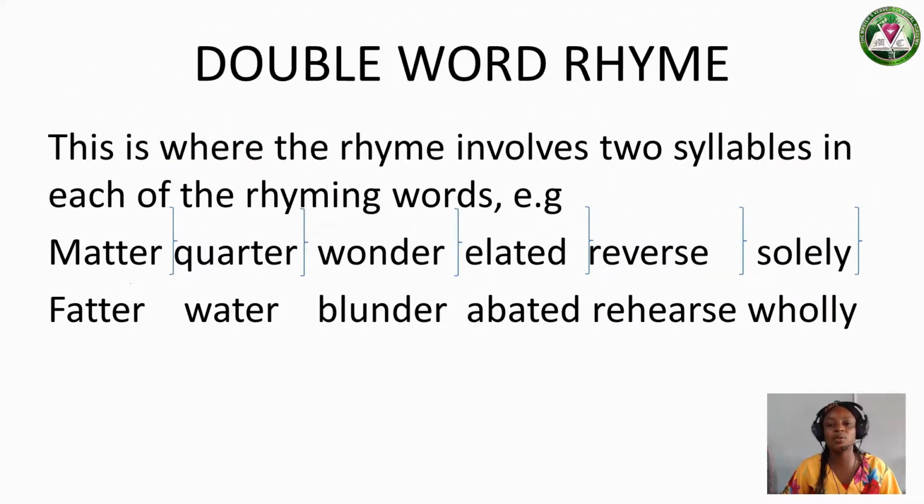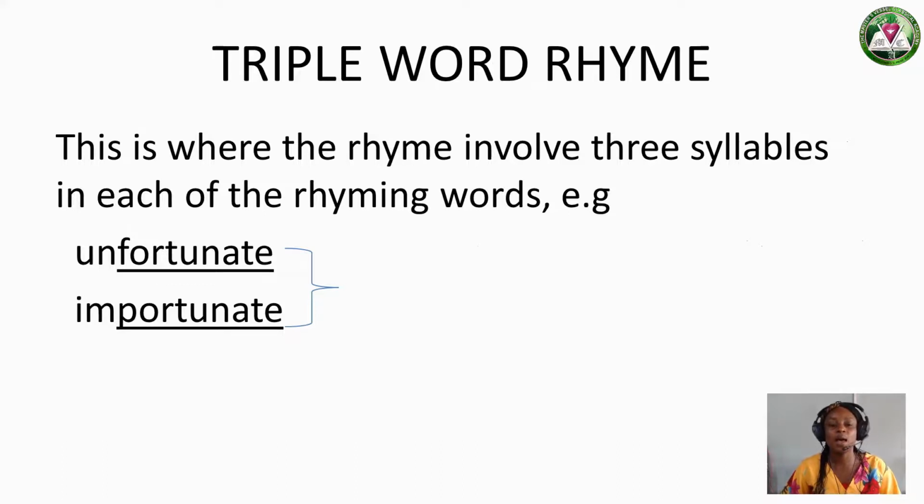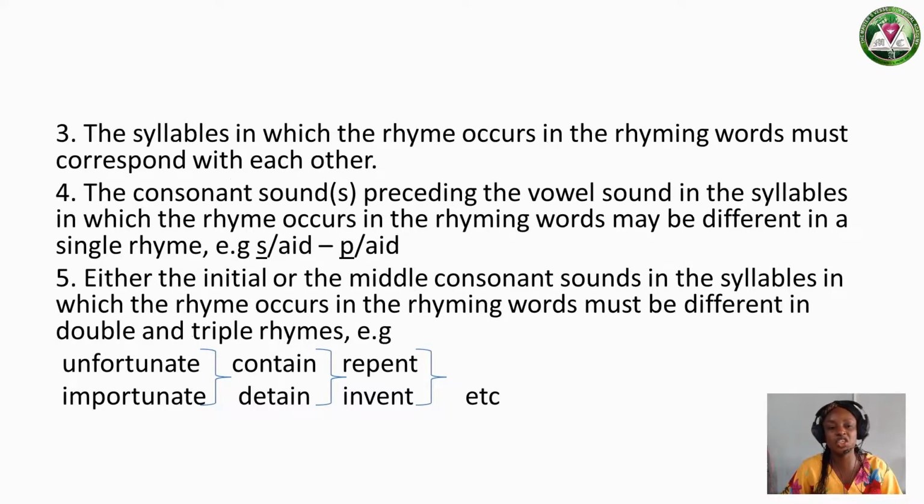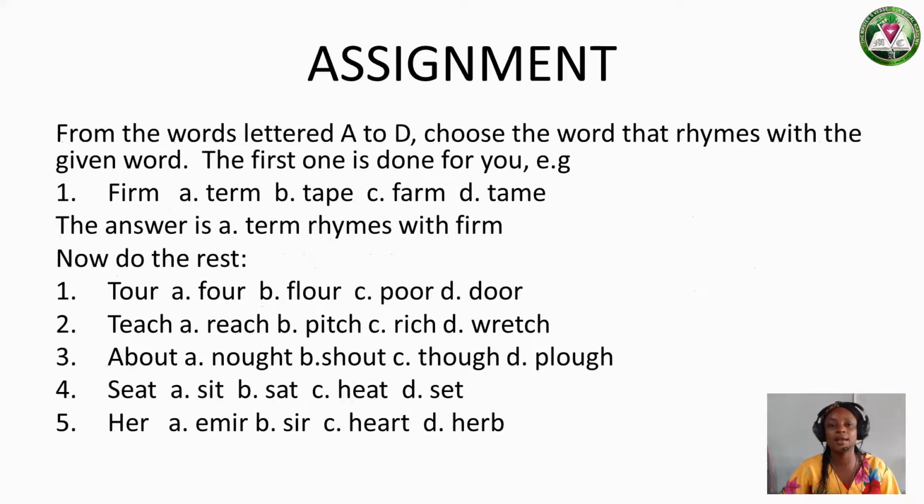Then we also talked about double word rhyme, seen in bisyllabic words, that's words made up of two syllables. Then we have triple word rhyme, where you have the last three syllables rhyming. We also talked about the rules of rhyme pattern in oral English or speech work. We have about five of them. These rules will help you identify and answer questions on word rhyme in oral English.